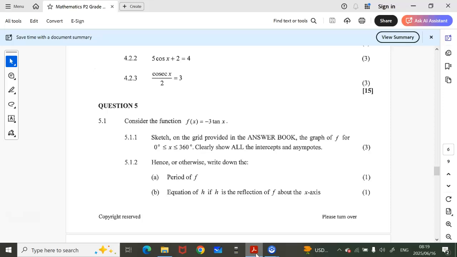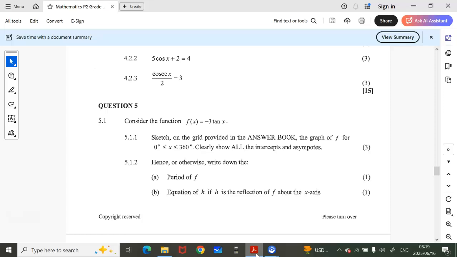According to our paper 2 of the June exam, we are told that they will bring grade 10 trigonometric functions. So today I just want us to look at what we must expect on our paper 2 regarding the grade 10 content. We are going to look at question number 5 of the 2018 November paper 2, grade 10.